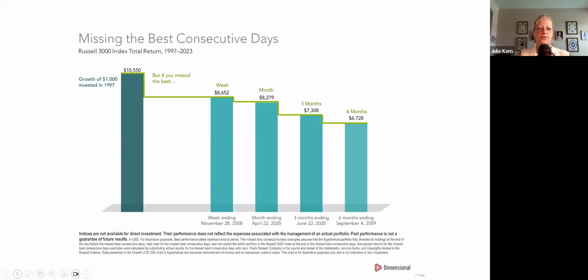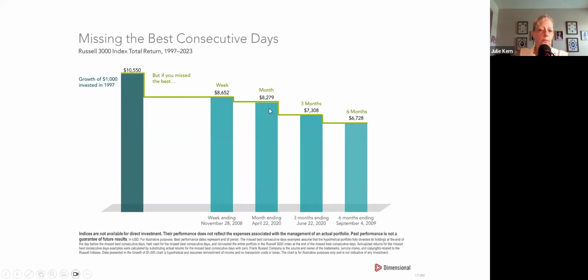Okay, this chart is just showing that if you were in the market from 97 to 2023 and you invested $1,000 in 1997, you would have earned 10,550. And this is in the Russell 3000, which is basically the total world stock index. But if you missed the best week, your 10,550 would only be 8652.